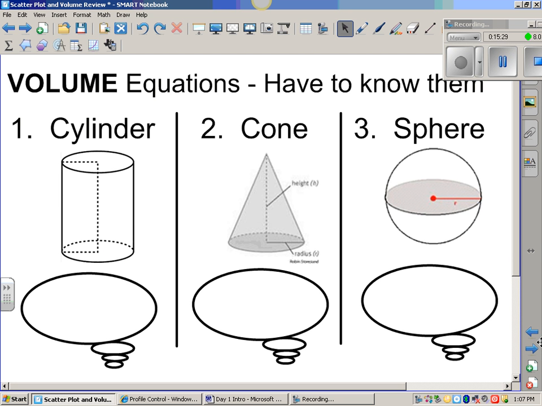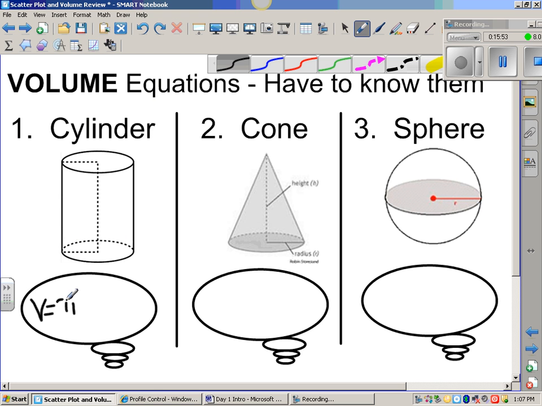The other really important part of the test tomorrow is knowing your volume equations. There are 3 new volume equations that you have to know, but some of us are still struggling with that. This is a cylinder. All right, you guys, the shape on the bottom of a cylinder is a circle. All right, pi is very important whenever you're finding area of a circle. The area formula for a circle is pi r squared. But it's not just one circle. It's a bunch of circles stacked on top of each other. So you take the pi r squared and then you multiply by the height.